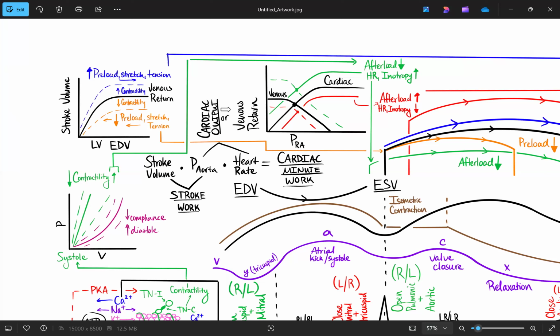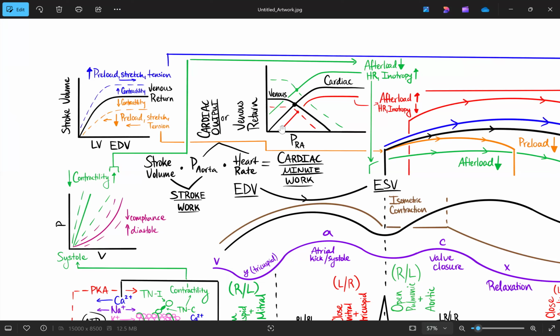There are also some relationships. Cardiac output is the relationship of multiplying your heart rate times stroke volume. Then you also have stroke volume times the pressure of your aorta, which is stroke work. So cardiac output and stroke work both involve the pressure of the aorta, but if you multiply all three components of stroke volume, aortic pressure, and heart rate, you'll have your cardiac minute work, or how much work your heart is doing in a minute to pump out all that blood.